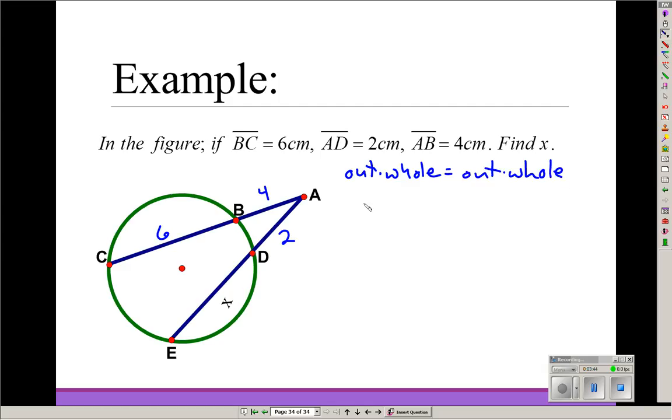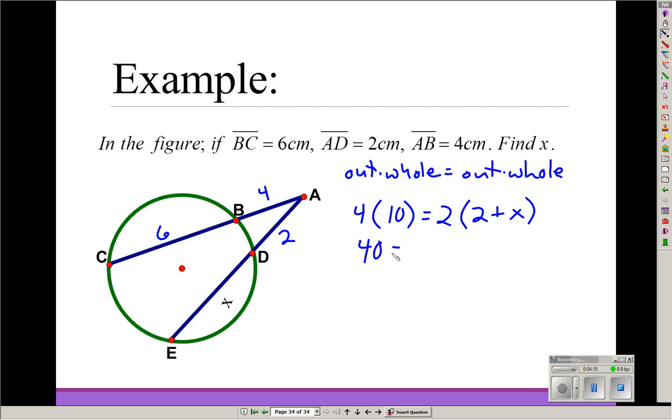On the top secant, the outside part is 4, and the whole thing is 4 plus 6, which is 10. That equals the outside of the bottom secant is 2 times the whole secant is 2 plus x. Do segment addition there, and that is 2 plus x for the whole thing, just like the 10 was a 4 plus 6. Now solve.